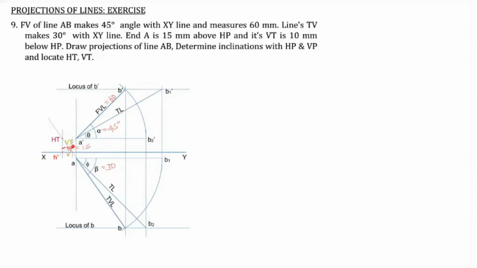So let's see how it is being drawn. First we draw the XY line, then we drop a projector. In this projector we mark the front view of the point A. Since the point A is not completely given, only a part of it is given, that is end A is 15 millimeter above HP, so we can mark A dash. The A dash is marked, 15 millimeter above XY line.